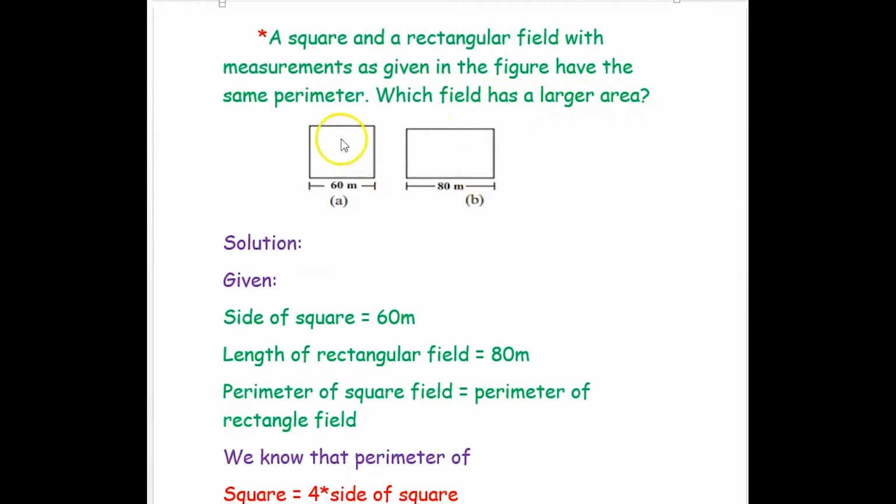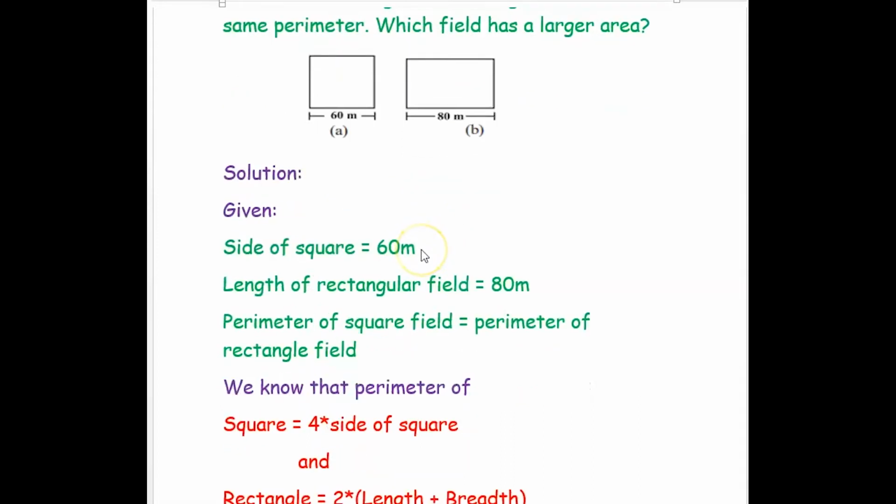So they are given a square field and a rectangular field. Another thing given is that the perimeter is the same, and we want to find which figure has the larger area. Now let us write what is given first. The side of the square field is given as 60 meter and the length of the rectangular field is given as 80 meter. It's also given that the perimeter of the square field is equal to the perimeter of the rectangular field.